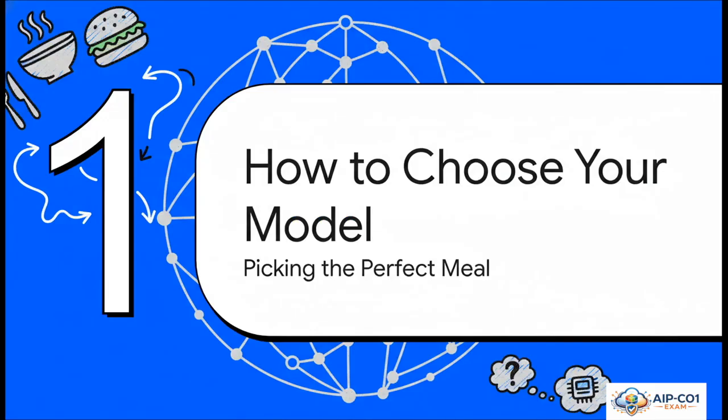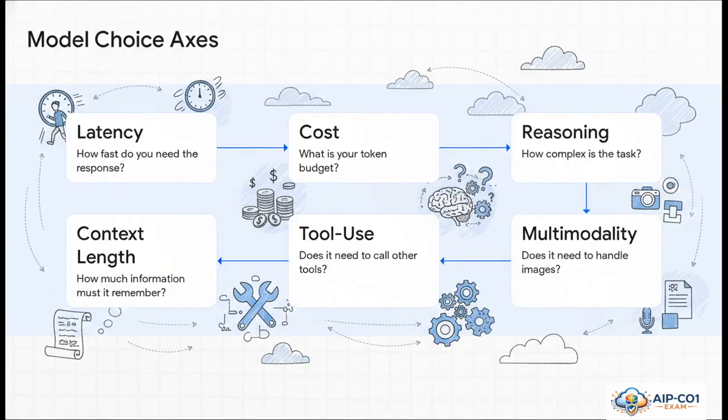Which model should I use? In our food court, this is basically like asking, what should I eat? And you know what? There's no single best meal. The right choice depends completely on what you're in the mood for, or in our case, what your application actually needs to do. To make a smart choice, we need a framework. So here are the 6 critical things you absolutely have to consider for any project. We're talking about speed, price, how smart it is, whether it can handle stuff like images, if it can use external tools, and of course, how much information it can remember at one time.